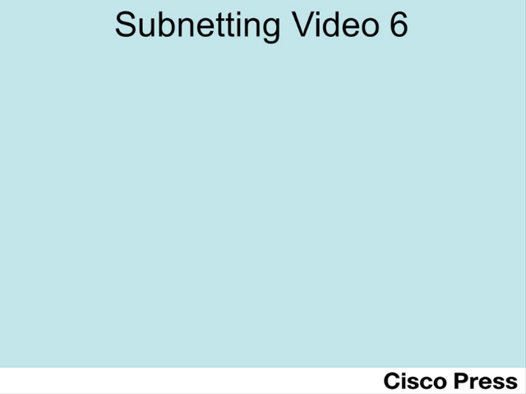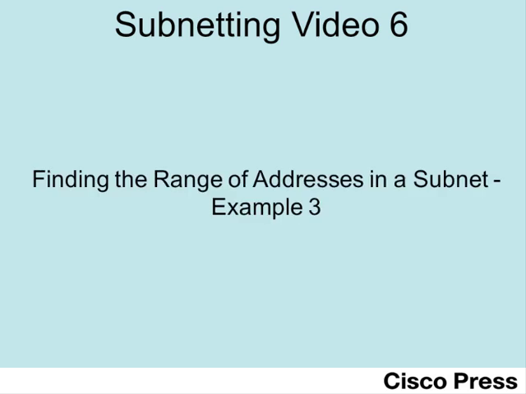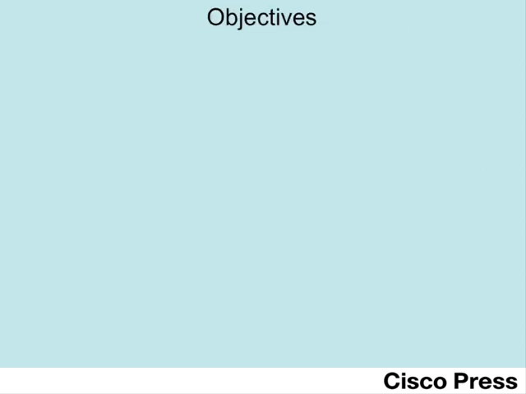This next video shows yet another example of how to find the range of addresses in a subnet. In this case, we'll use an example subnet of 192.168.1.144 with mask 255.255.255.240. So why should you bother with this?